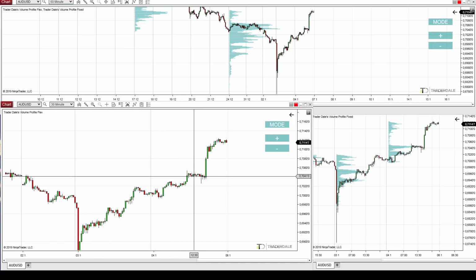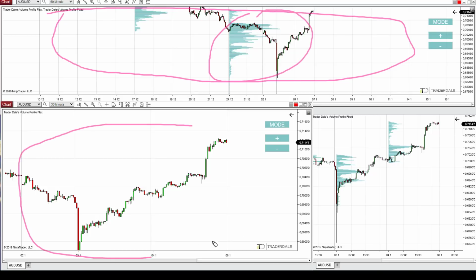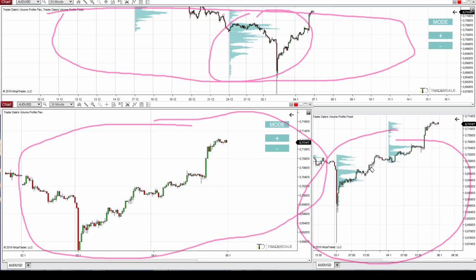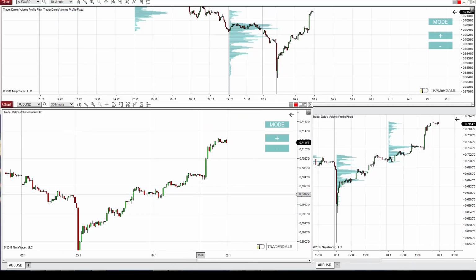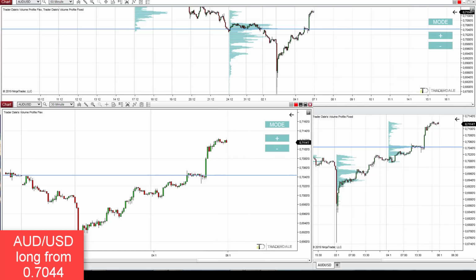And let's start with the Australian dollar US dollar. Before you can see three charts. This one is a 60-minute chart with weekly profiles. This chart is a chart which I use with flexible profile, and this chart is a 30-minute chart with daily profiles. So the level that I wanted to show you on the Australian dollar US dollar is at 0.7044. And as you can see in the charts, there was a really strong sell-off.